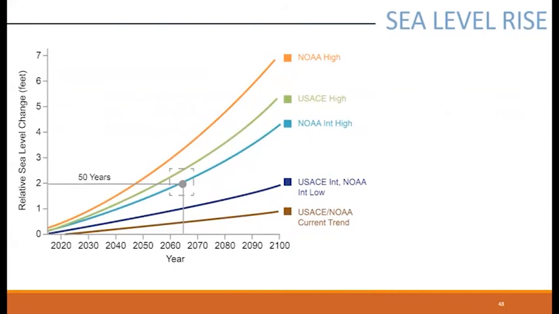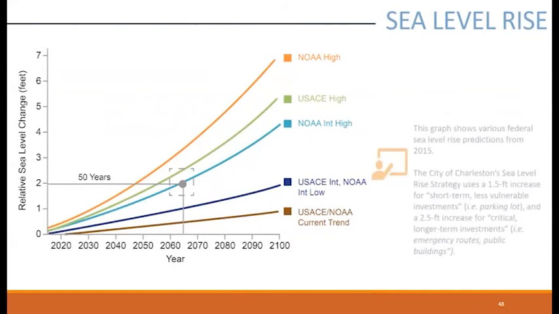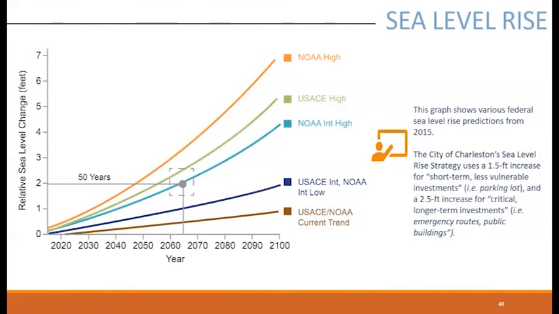This graph shows various federal sea level rise predictions from 2015. The City of Charleston sea level rise strategy uses a 1.5-foot increase for short-term, less vulnerable investments, such as a parking lot, and a 2.5-foot increase for critical longer-term investments. That would be things like emergency routes and public buildings. So for purposes of this resilience element and the related sea level rise analysis, we're using the average of those two, a 2-foot sea level rise scenario, to show you what impacts might look like in town.